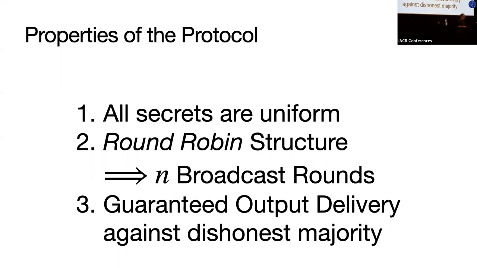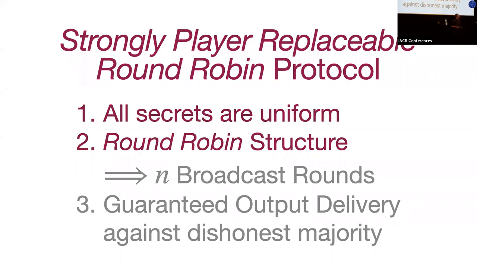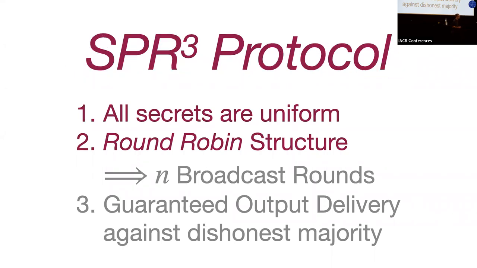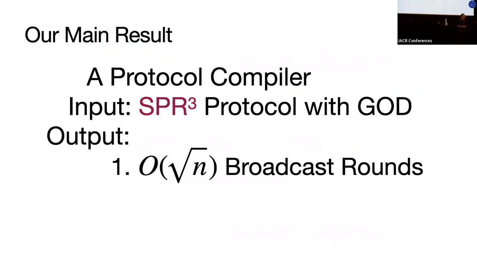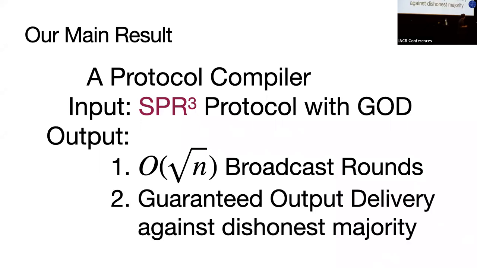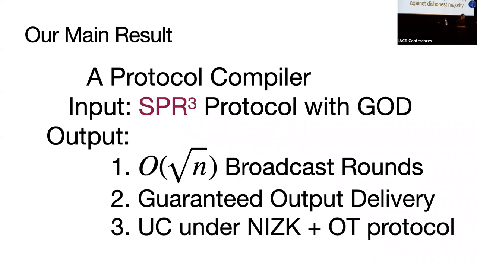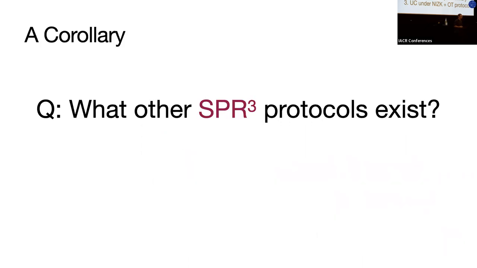So for the rest of the talk, I'm going to refer to any protocol that adheres to the top two attributes as a strongly player replaceable round robin protocol, or an SPR3 protocol for short. The main result of this work is a protocol compiler that takes an SPR3 protocol with guaranteed output delivery as input and produces a compiled protocol with only O of square root n broadcast rounds, which nevertheless achieves guaranteed output delivery against dishonest majority, just like the input protocol did. Finally, the output protocol is going to be UC secure under non-interactive zero knowledge and any protocol which realizes the OT functionality.